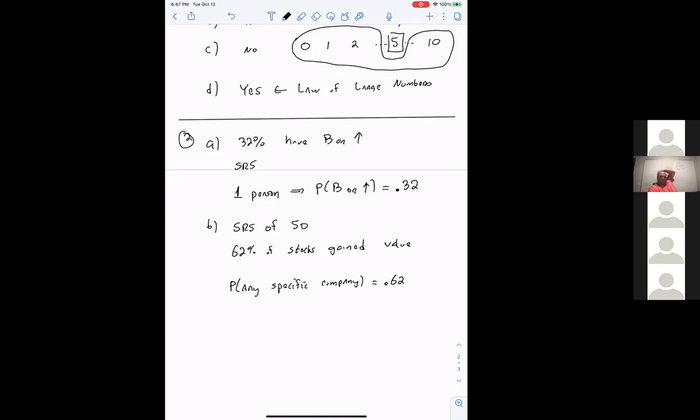But if we change it to the probability that any specific stock gained value, then the answer, yes, would be 0.62. Okay, it's really a bad question. And then C, let me read it first.